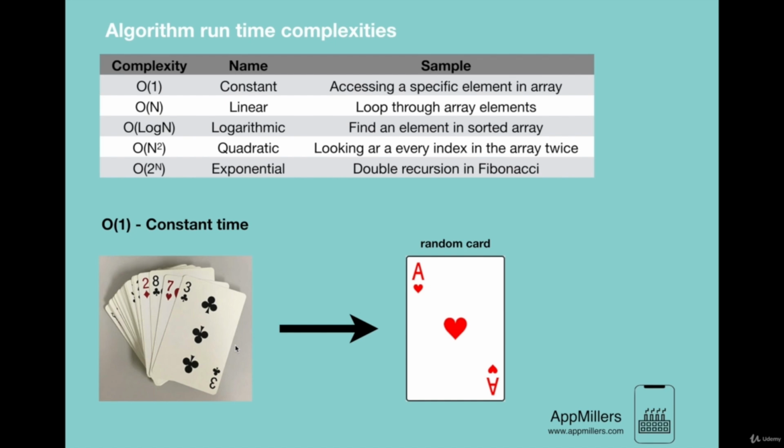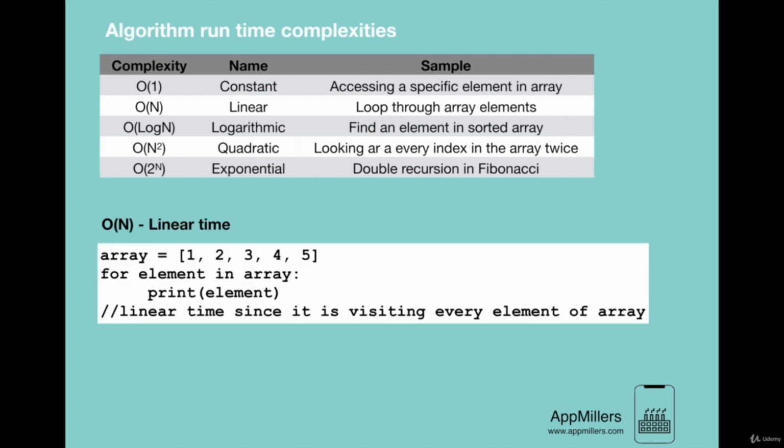Now the next time complexity is linear time complexity, which is written as O(n). Here, time complexity will grow in direct proportion to the size of input data. The best practice is to try to keep our function running below or within this range of time complexity. But obviously, it won't always be possible.